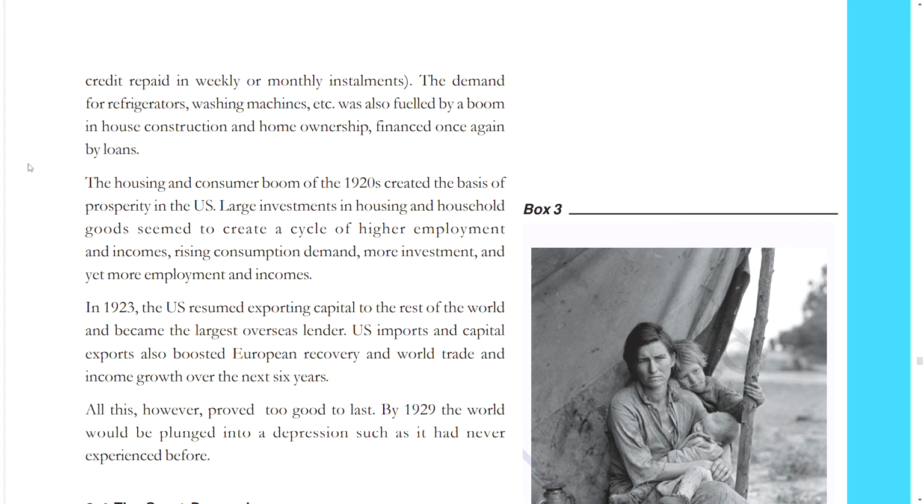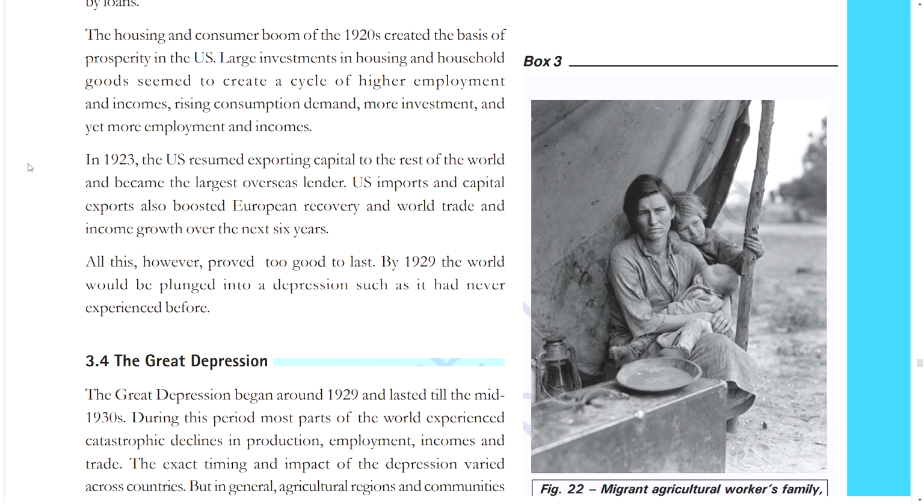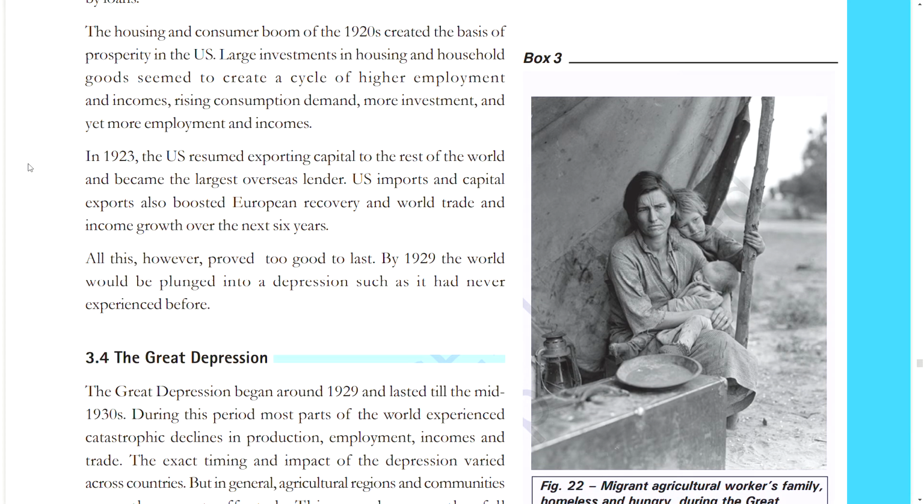In 1923, the US resumed exporting capital to the rest of the world and became the largest overseas lender. US imports and capital exports also boosted Europe's recovery and world trade and income growth over the next 6 years. This, however, proved too good to last. By 1929, the world would be plunged into a depression such as it had never experienced before.